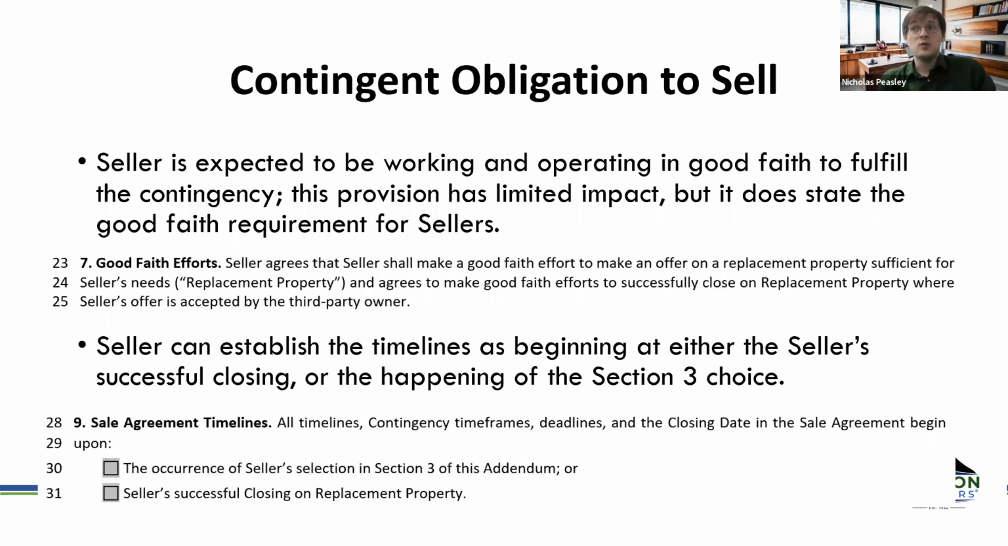The seller is expected to be working and operating in good faith, is what we said earlier, at all times to fulfill the contingency. This provision heads up the one that is Section 7, good faith efforts. It has limited impact, but it does technically expressly say, seller, you got to be working on this. In this section, it states the seller agrees that the seller shall make a good faith effort to make an offer on a replacement property that is sufficient for the seller's needs, and agrees to make good faith efforts to successfully close on the replacement property where a seller's offer is accepted by a third-party owner. So if the seller has their offer accepted, technically they literally under the contract are supposed to be doing their best to make this work.